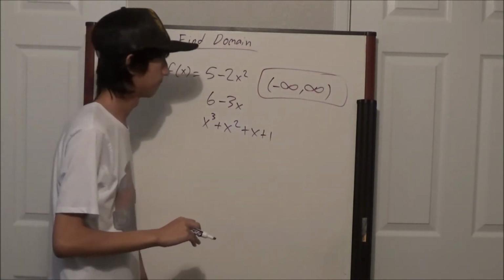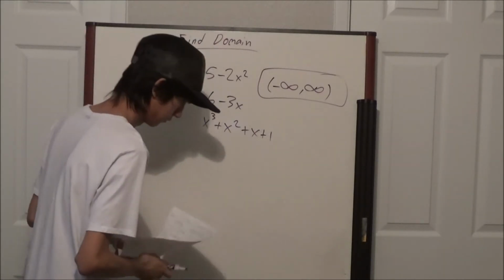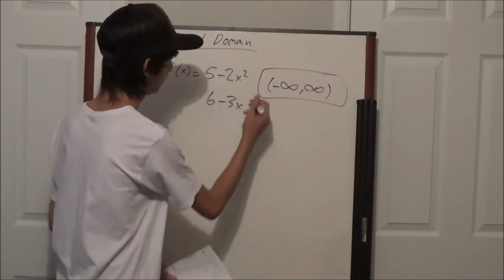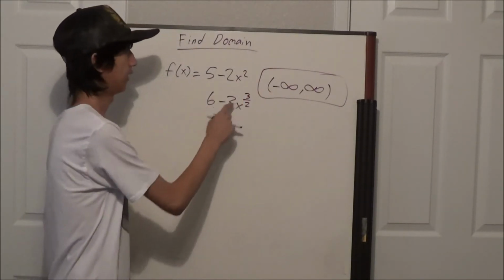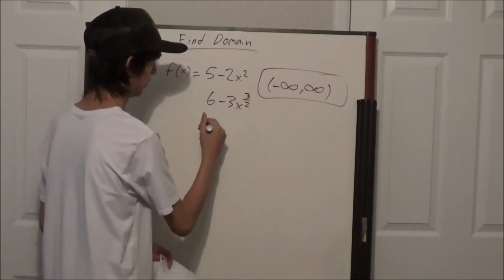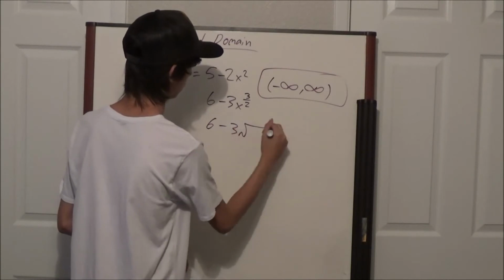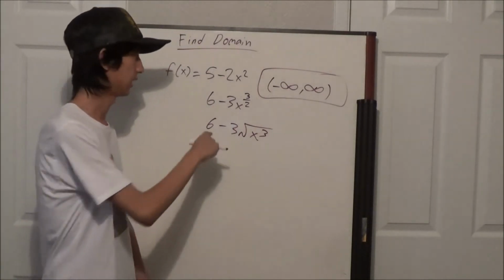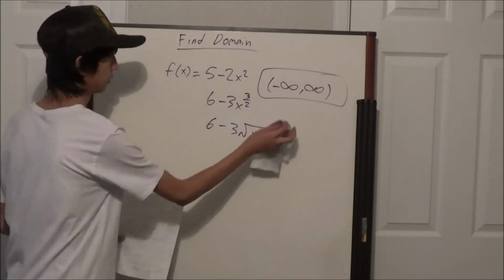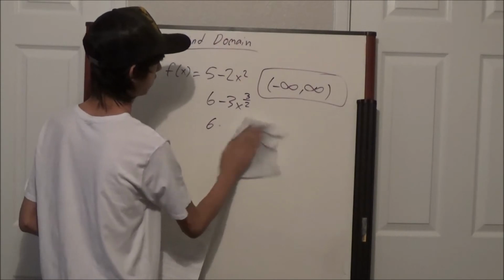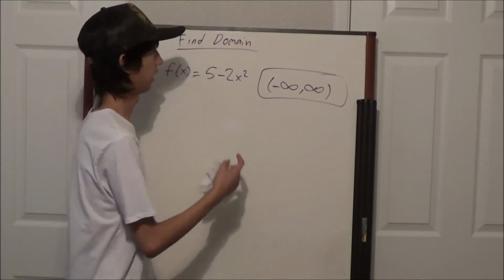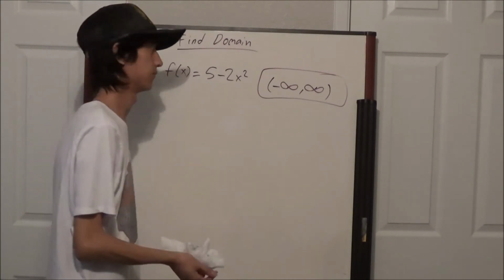Just be very careful. Sometimes your teacher will put exponents here, like that. Now that's not a polynomial, because when you have a fraction as an exponent, this means 6 minus 3 square root of x cubed. That's not a polynomial, because now you have roots, and that's something different. So make sure the polynomial does not have any fractions in the exponents. But for this case, because this is a polynomial, the domain is just negative infinity to infinity. Okay?